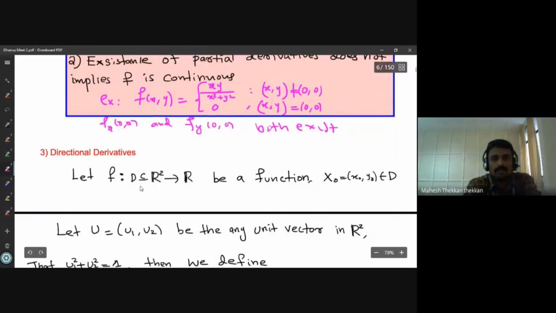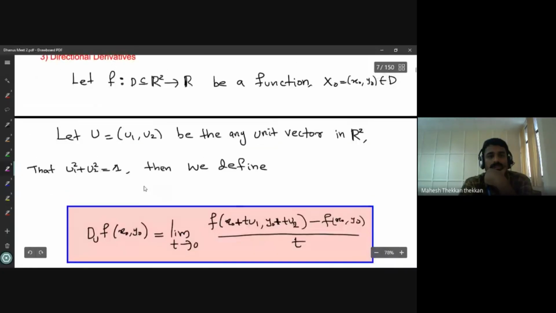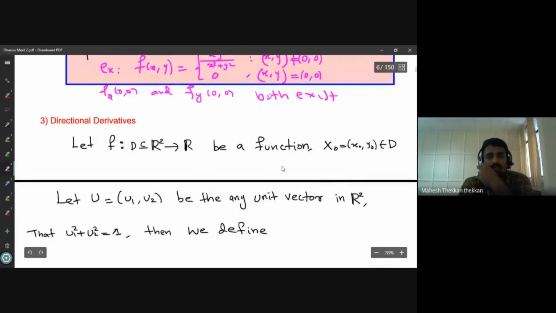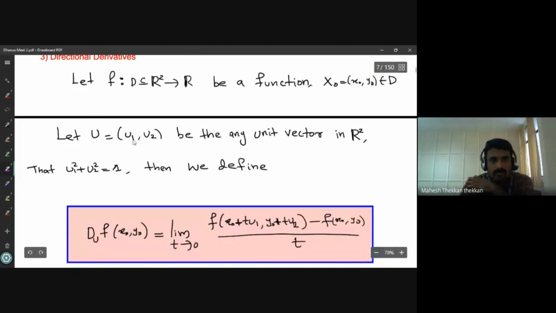Then I introduced something called directional derivatives. This is the definition of the directional derivative. We are looking at the directional derivative in the direction of some unit vector, so we have to consider the unit vector (u1, u2).